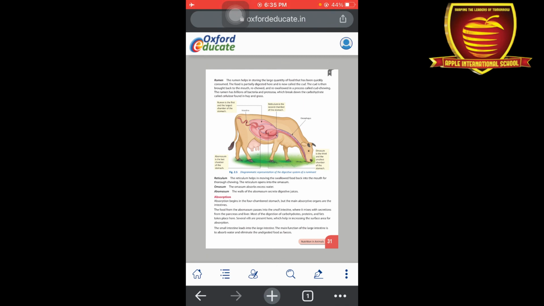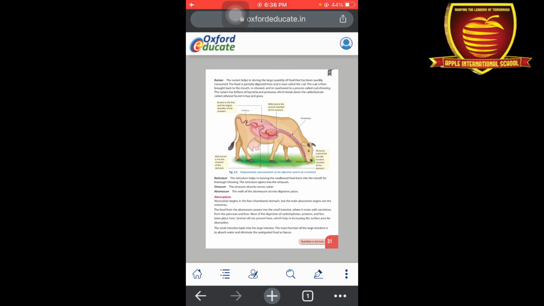First one is rumen. As we see that rumen is large in size, so it stores food in a large quantity. Okay, it stores, जो भी वो कंज्यूम करती हैं ना, खाती हैं, उसे फटाफट वो रूमेन में स्टोर करती जाती हैं. ठीक है, और वो जो है वो कम्प्लीटली डाइजेस्टेड नहीं होता, वो पार्शियली डाइजेस्टेड होता है. ओके, एंड दैट प्रोसेस इज नोन एज अ कड.